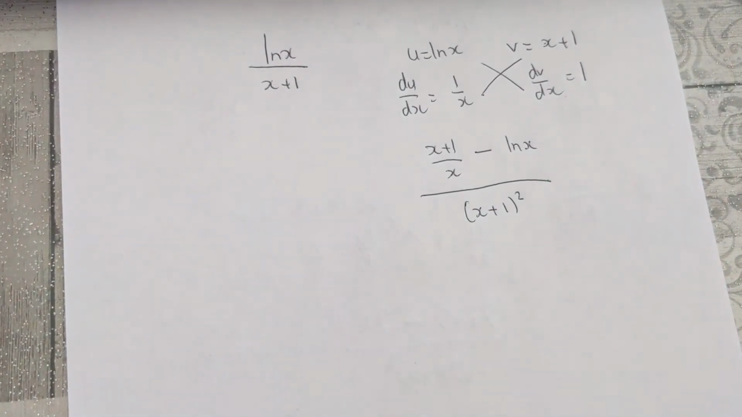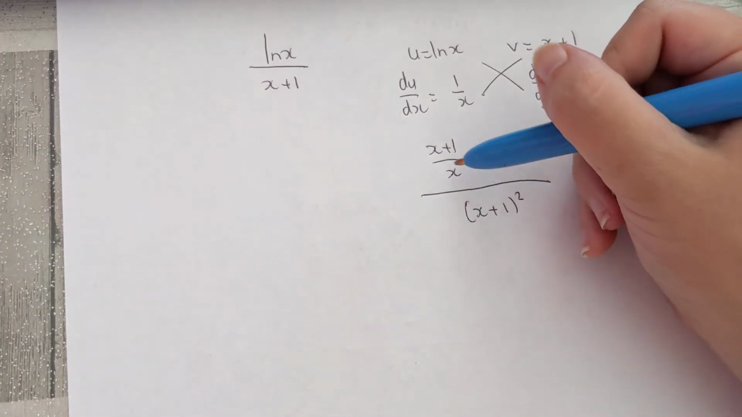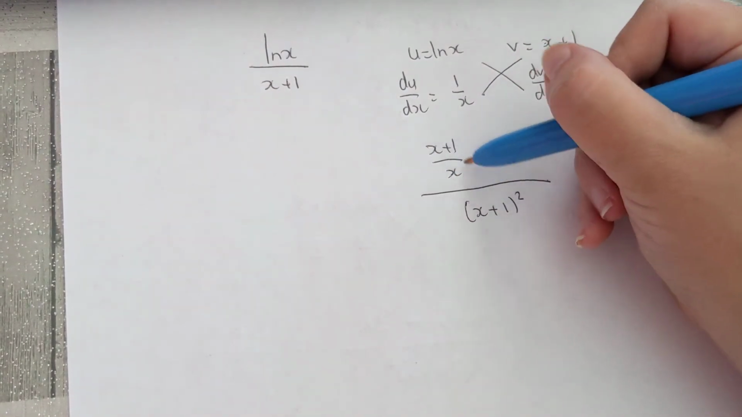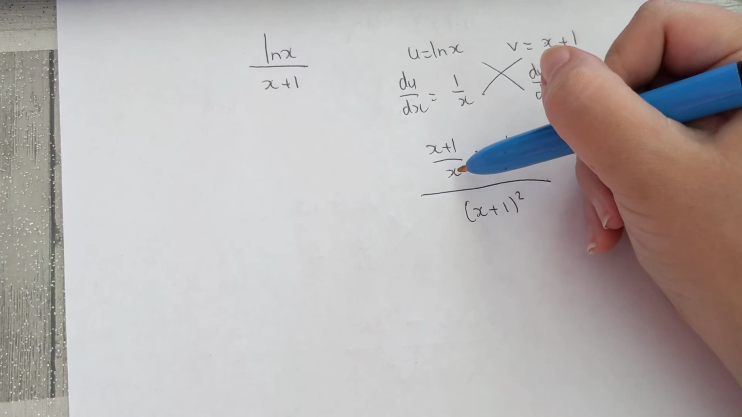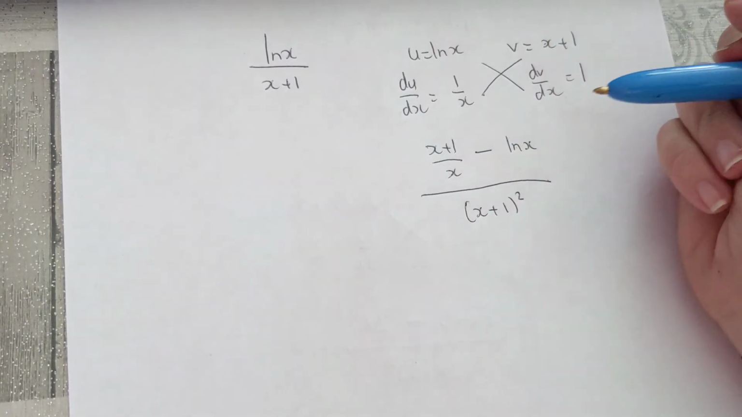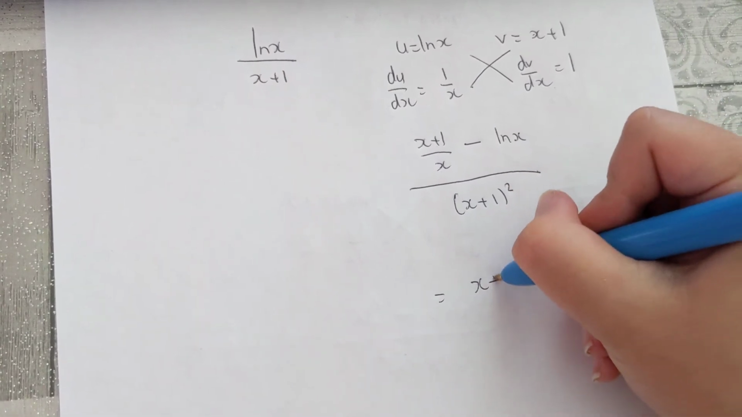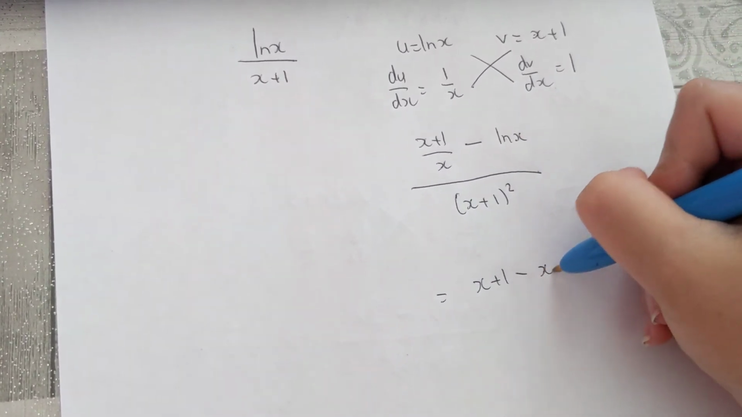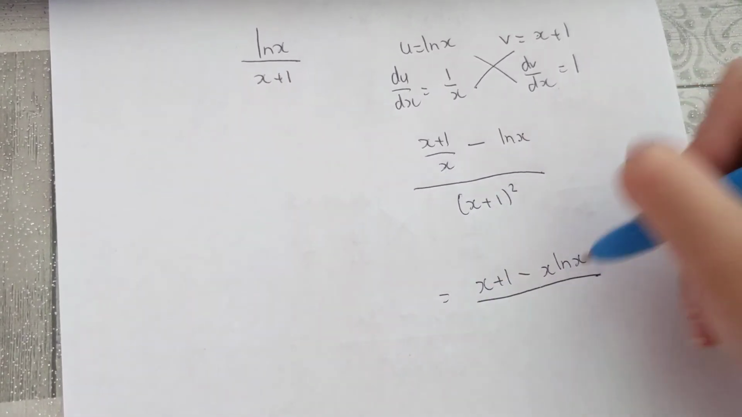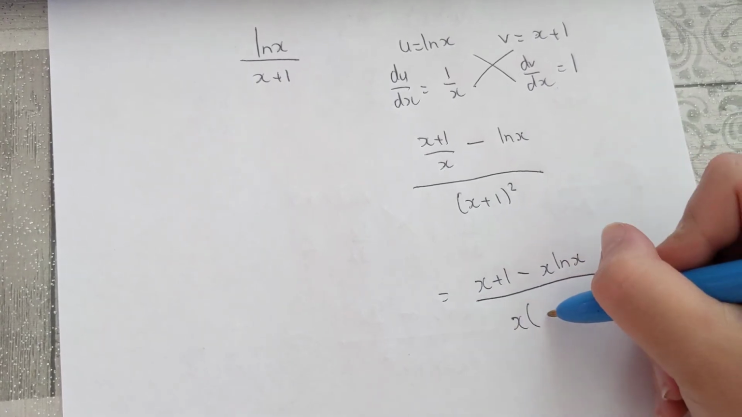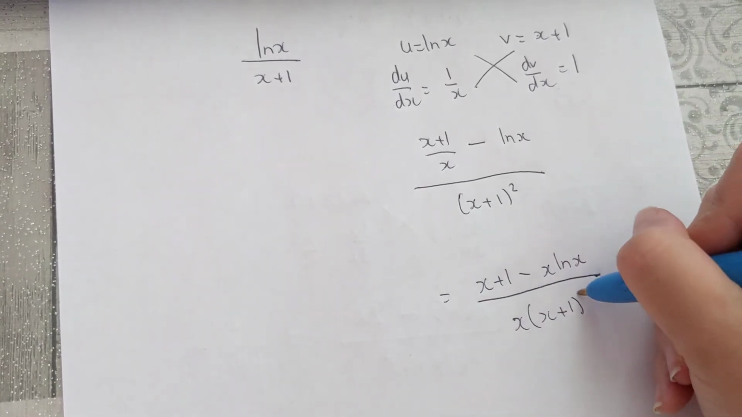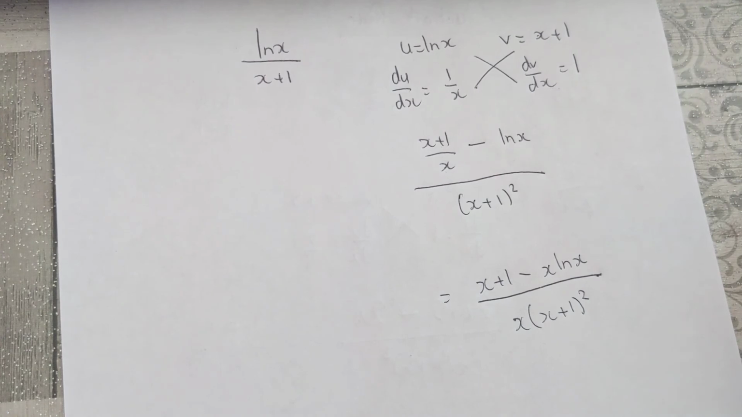The only thing that we could do with that is, it's a bit weird to have a fraction within a fraction. So if we times everything by the bottom of this fraction, so times everything through by x, that will just get rid of that nicely. So this bit here would just be x plus 1. Then it would be minus x ln x over x bracket x plus 1 squared, like that.